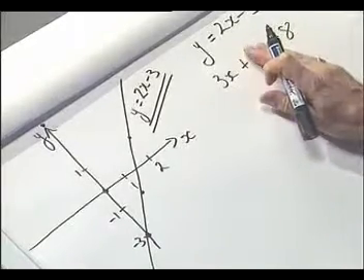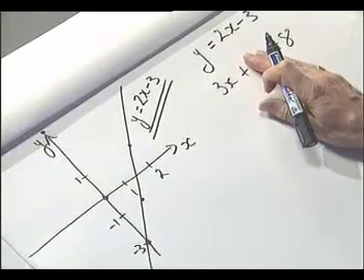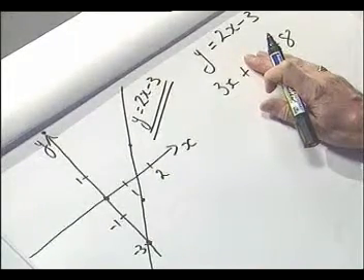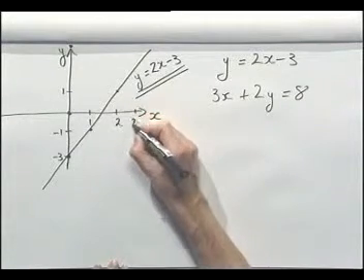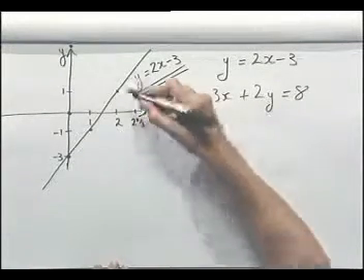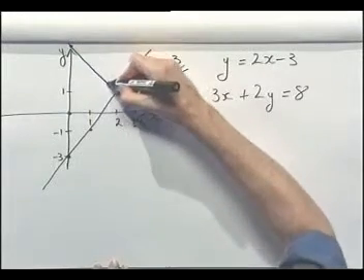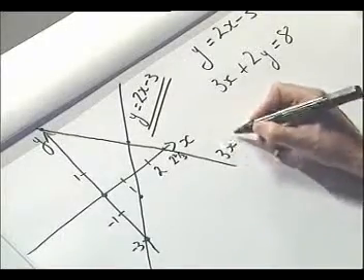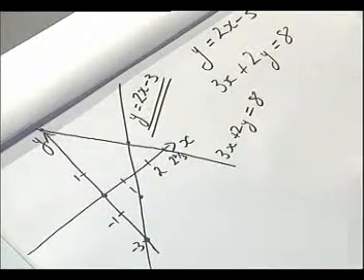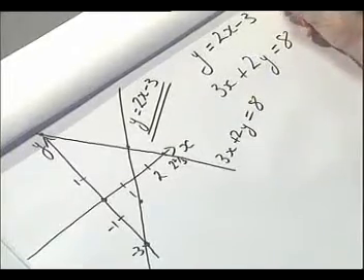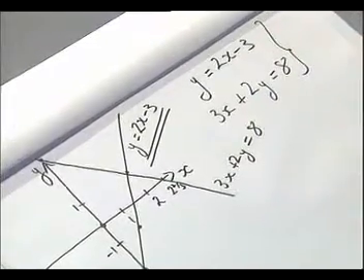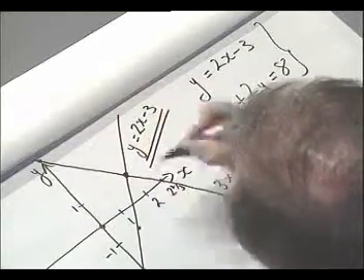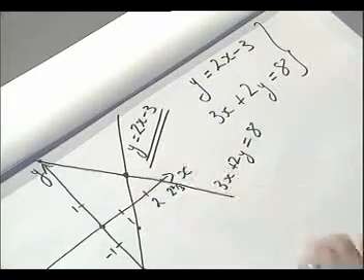And when y is 0, 3x is equal to 8. And so x is 8 divided by 3, which gives us 2 2/3. So somewhere about there, 2 2/3. And we know it's a straight line, so we can get that by joining up through there. And this is the equation 3x plus 2y equals 8. So what does it mean for these two to be true at the same time? Well, it must mean it's this point here, where the two lines cross.